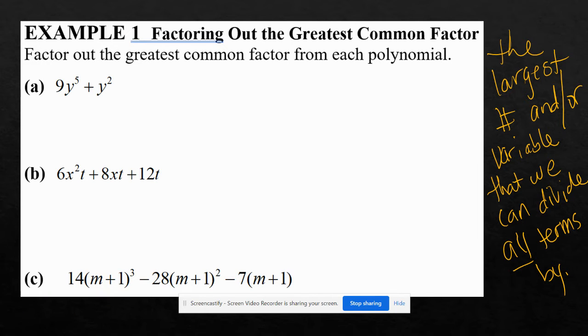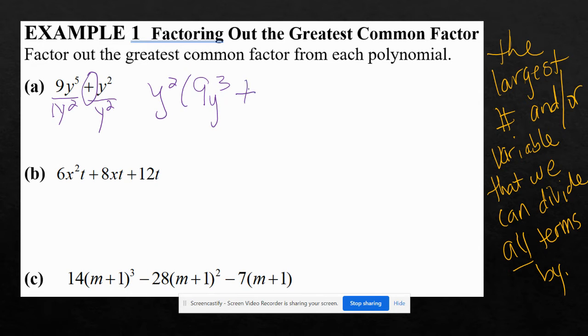So if you look at 9y to the fifth, and that's 1y squared. So the largest value that we can take out for the letters is the smallest exponent. Our smallest exponent is y squared. We can divide both of these by y squared. We have enough to pull out. We write what we're pulling out, and then we write a parenthesis, and we write the leftovers. This is 1y squared. 9 divided by 1 is 9. I have 5 y's. I'm taking 2 of them out, so I'm left with 3.